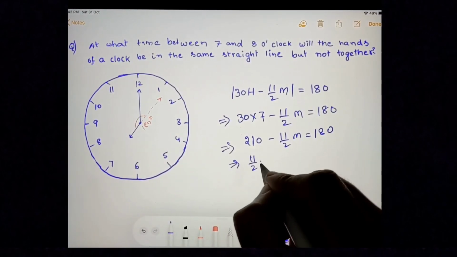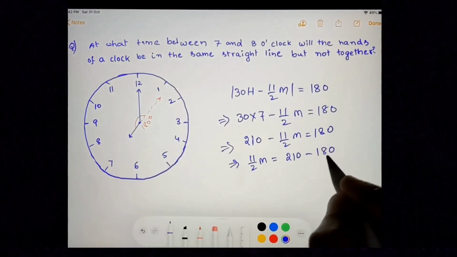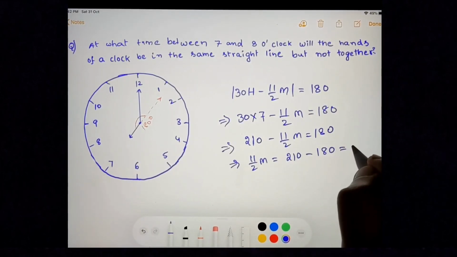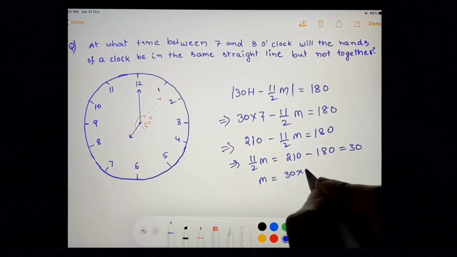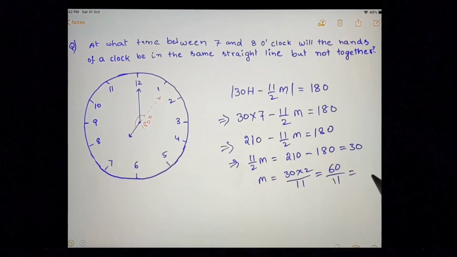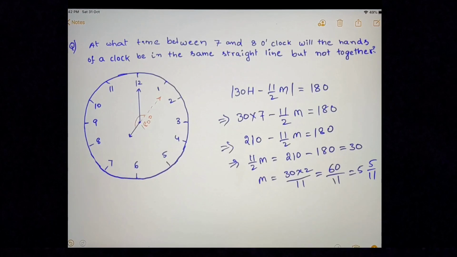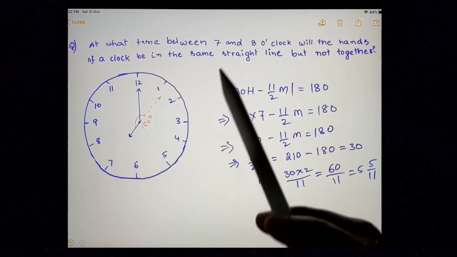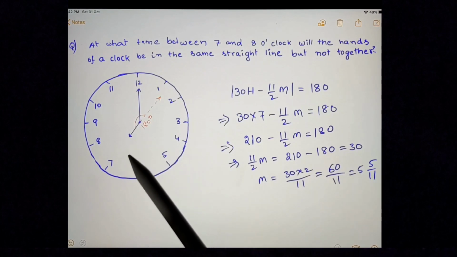And 11 by 2 m is equal to 210 minus 180, which is nothing but 30. And m is equal to 30 into 2 by 11. It is 60 by 11. We can write this as 5 and 5 by 11. So the answer is at 7 hours 5 and 5 by 11 minutes, the long hand and short hand will form a straight line.